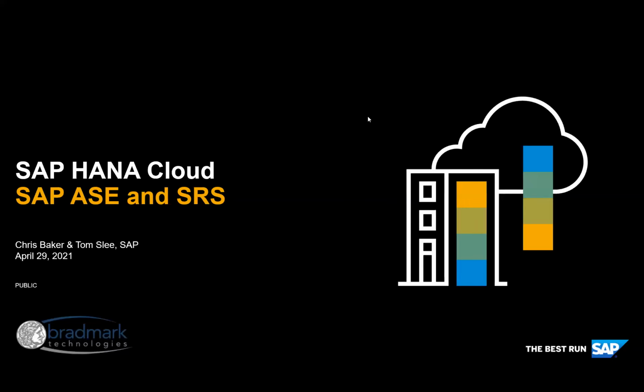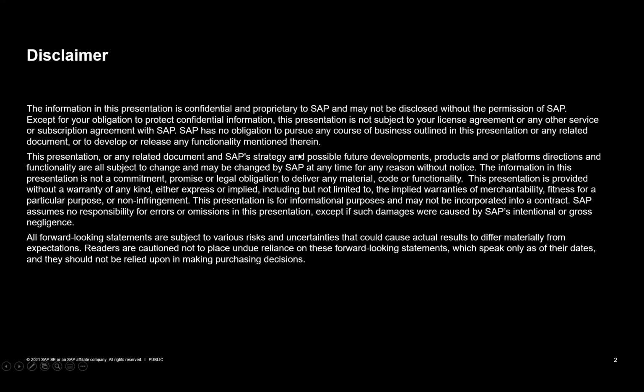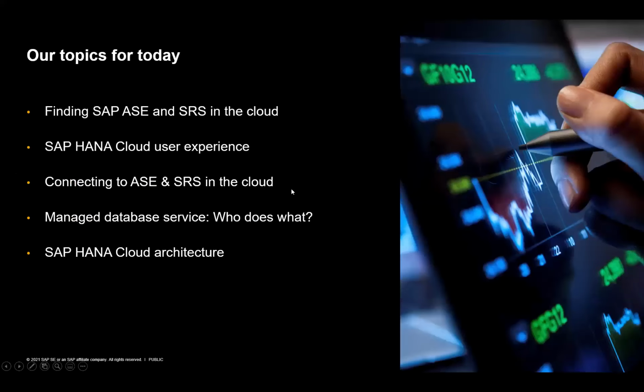What I'm going to do is take you through just a couple of things on the cloud and show you how to get there, and then we will continue with the presentation, and I'll hand it over to Tom. As always, these are some of the forward-looking statements. But what we'll be showing you today is essentially finding SAP ASE and SRS in the cloud. Many of you are familiar with our on-premise offerings, so how do you get to these new services in the cloud? Then I'll be handing it over to Tom to show the actual HANA Cloud user experience, how you actually provision services, how you provision an instance of ASE, for example, and how you would connect to it.